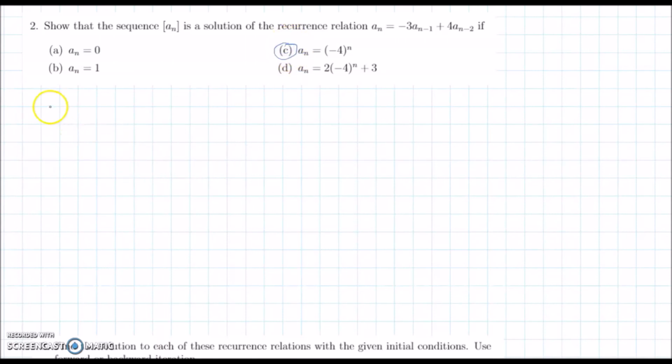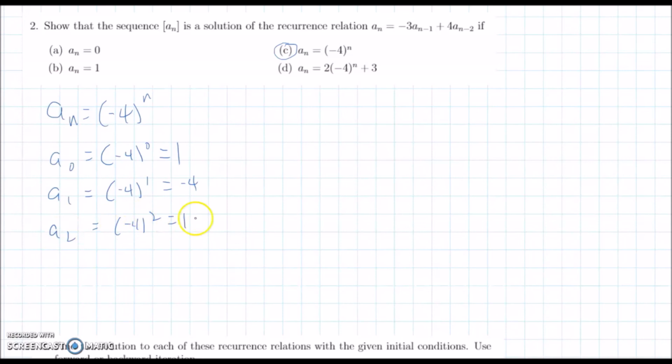All right. So on this right-hand side, I'm just going to write down the sequence. So a_n equals (-4)^n. So a_0 would be (-4)^0, which is 1. a_1 would be (-4) to the first, which is -4. a_2 would be (-4) squared, which will give us 16. a_3 would be (-4) cubed, which would be -64. a_4 would be (-4) to the fourth, which is 256. And that's probably enough to get an idea of what's happening.